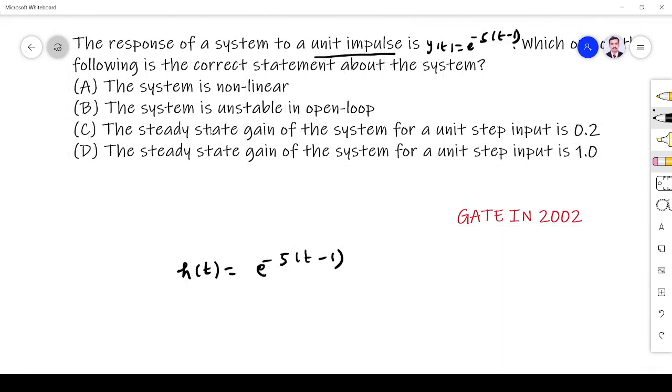So we have to find whether it is steady state gain, or linear, or open loop. Okay. You see, take Laplace transform: H of s is 1 by s plus 5, with a shifted version, so e power minus s. Why am I finding this? I want to check steady state gain. What is steady state gain? What is the value at t equal to infinity?